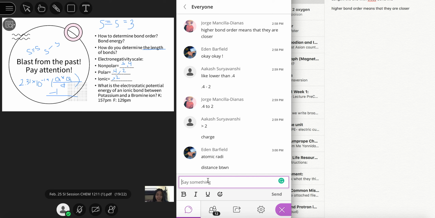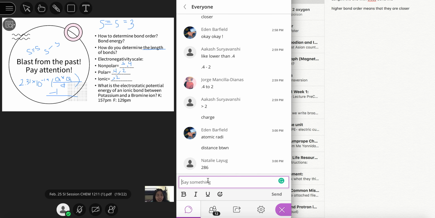What's 157 plus 129? Because you're just adding those, right? 286, exactly. So you have 286, you multiply times this, what will you get? If you guys don't have calculators with you, it's fine. As long as you know how to do the steps, it should be fine. But once you multiply it, what do you get?